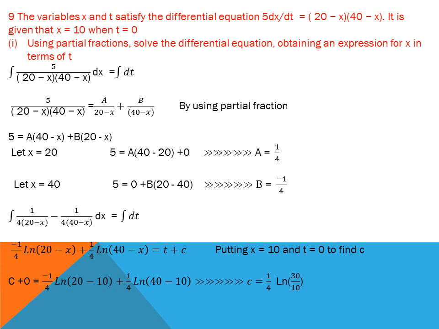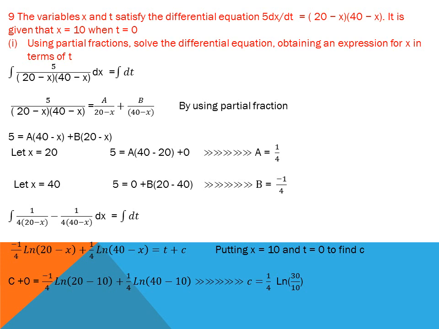And the second term, minus 1 over 4, take as it is. The integration of 1 over 40 minus x is minus ln of 40 minus x, and minus minus becomes plus, which is equal to the integration of dt, that is t plus a constant. In order to find the value of the constant c, I put the value of x equal to 10 and t equal to 0.